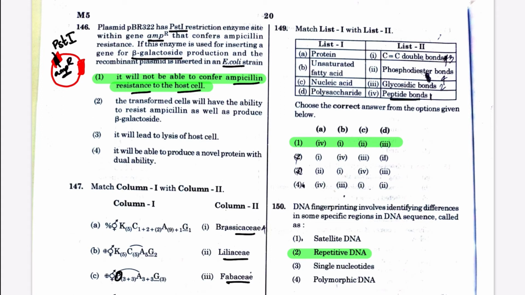Unsaturated fatty acid, it is carbon-carbon double bonds. Okay. So since it is unsaturated fatty acids, and nucleic acid, we know phosphodiester bond, and polysaccharide, it is glycosidic bond. Okay, so option 1.